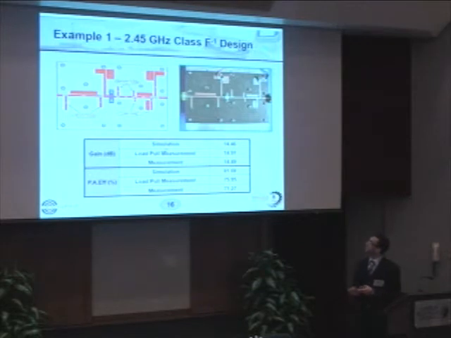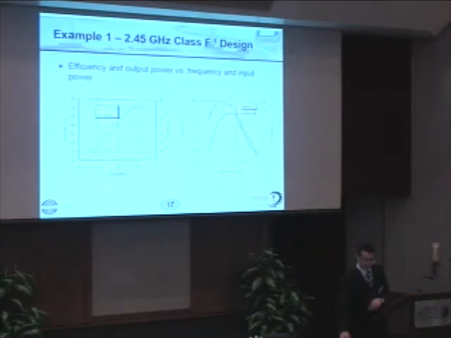Here is an example of an inverse class F amplifier designed at 2.45 gigahertz, and the achieved gain is 14.5 dB, and the efficiency is 71.3%. This is the power added efficiency and output power versus input power and versus frequency, and as we can see, it achieves quite good efficiency for a bandwidth of about 200 megahertz.